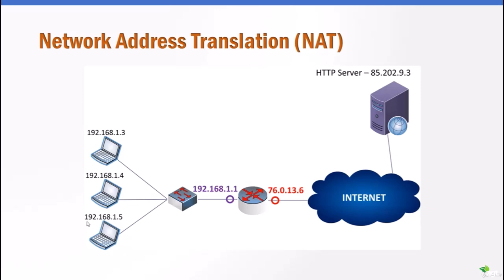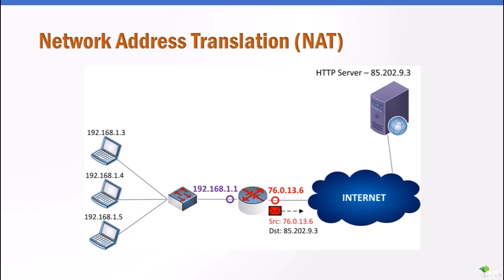Now this computer, 192.168.1.5, is going to send a packet. And this packet has a source IP address 192.168.1.5. That's the IP address of this computer. And the destination IP address is going to be 85.202.9.3. That's the IP address of the web server. So when this packet reaches the switch, the IP parameters remain the same. And then when this packet reaches the LAN interface on the router, the IP parameters are still the same.